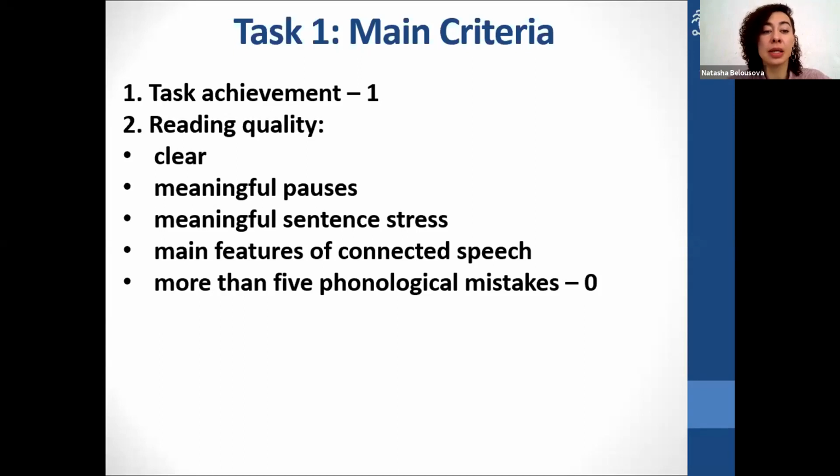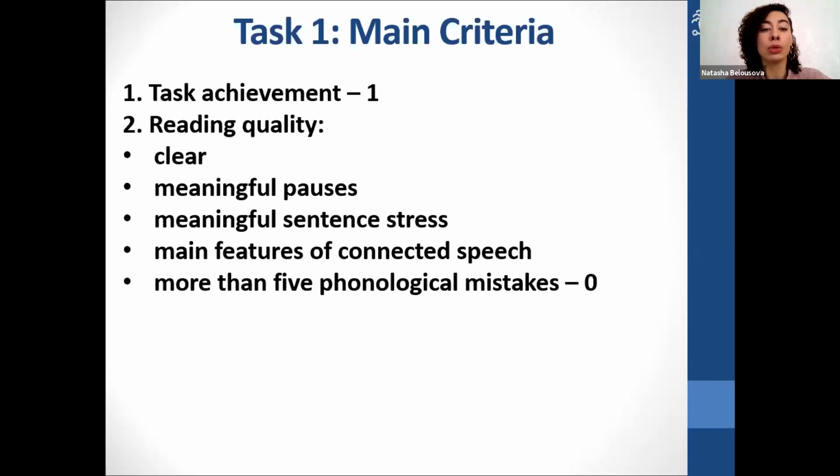And here are some very rough criteria. You can always see the specific criteria on the FIPI website, which is the main website for all the people who deal with EGE. But generally, what we're looking for is clear reading, where we can understand what the student is saying. And very often experts listen to the text without looking at the text. If I can clearly understand what the person is saying without looking at the text that is in front of me, it's already a good sign.